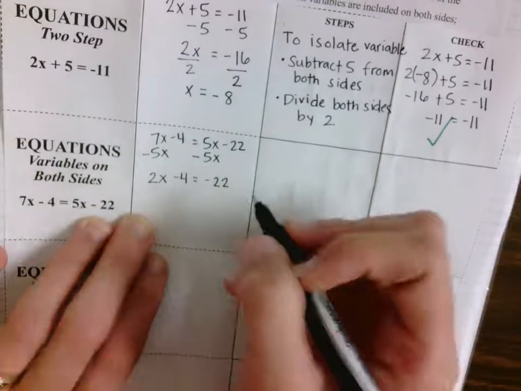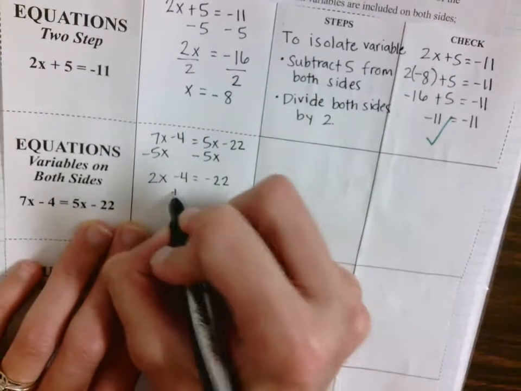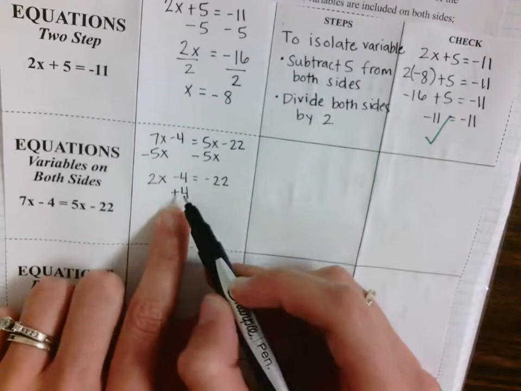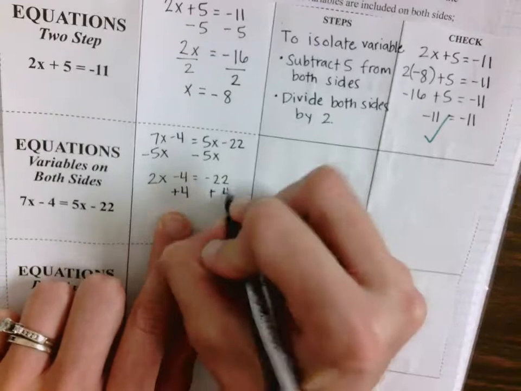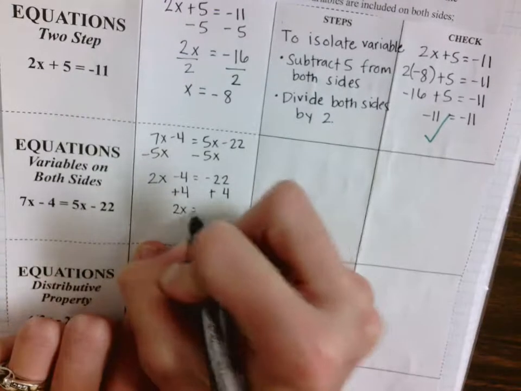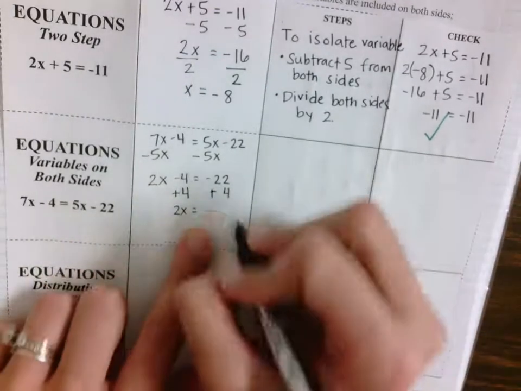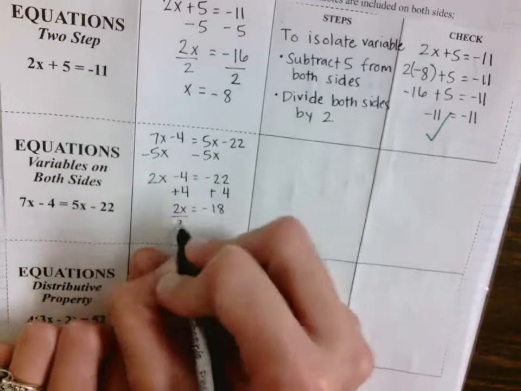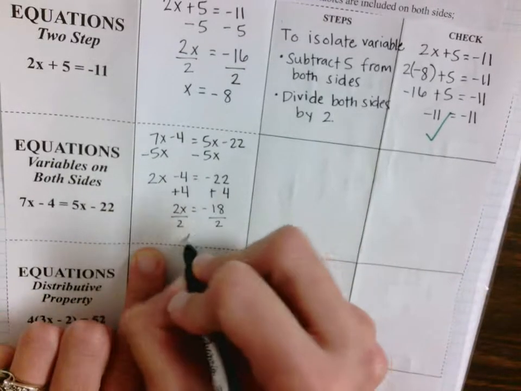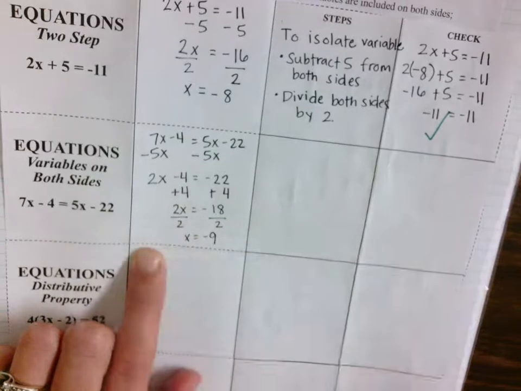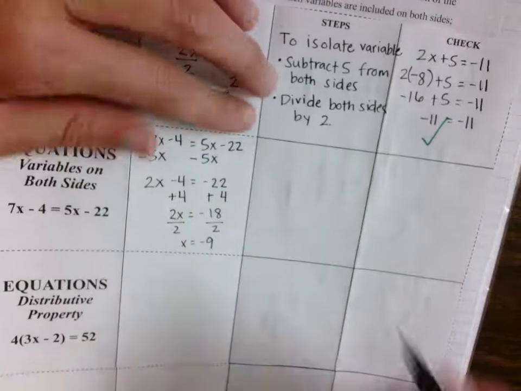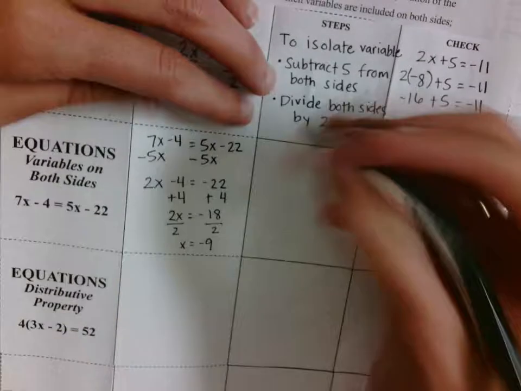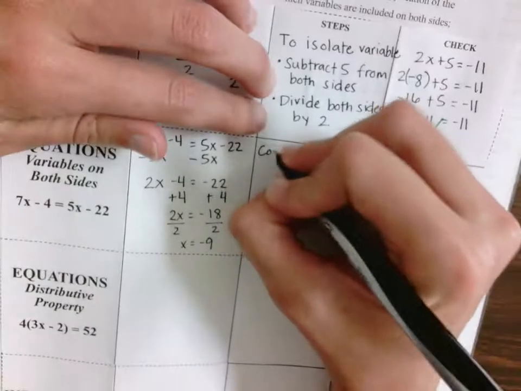Okay. Then you're going to move your 4 over. To get this on the other side, add 4 on both sides. 2x equals negative 18. Then you have to divide by 2 on both sides, and x equals negative 9. Okay. Now, to talk about what we did, what we did first is called combine like terms.